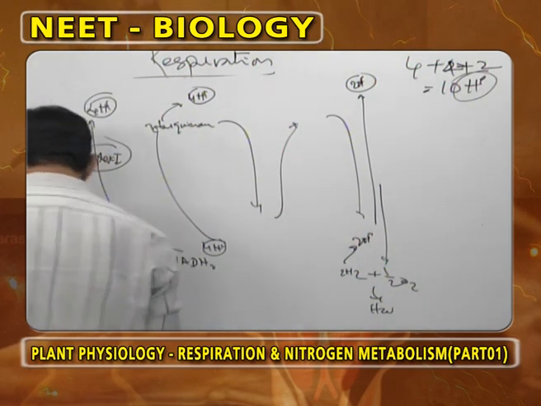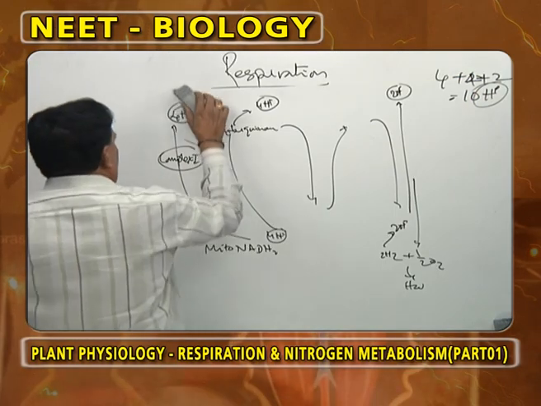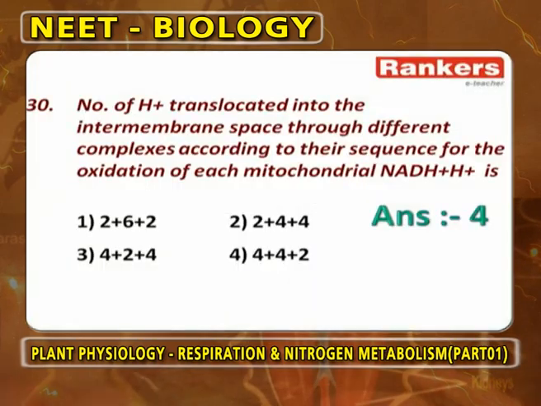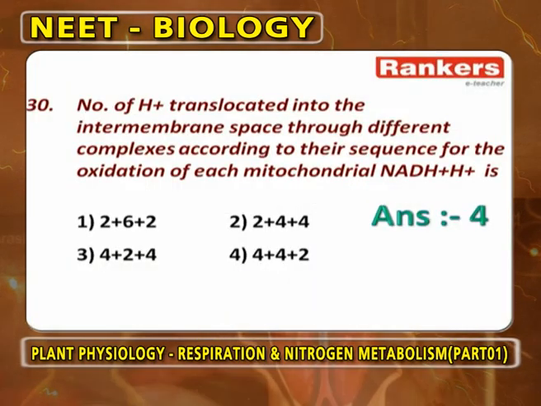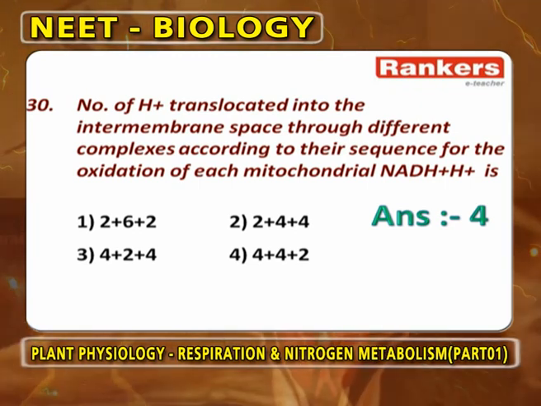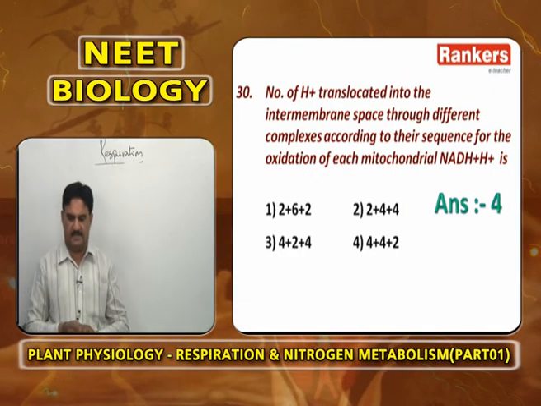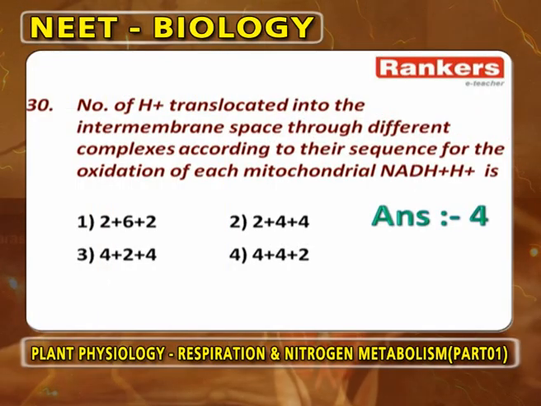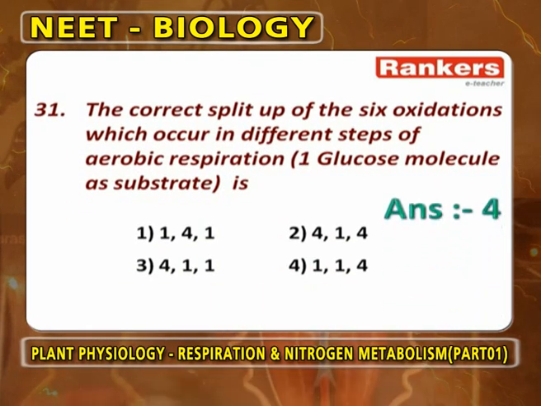So whenever complex 1 is involved, 4 protons move into the intermembrane space. Whenever the total cycle is over by the ubiquinone cycle, and from complex 4, in total the number of protons translocated into the intermembrane space through the different complexes according to their sequence, for the oxidation of each mitochondrial NADH2, is 4 plus 4 plus 2, 10 protons.